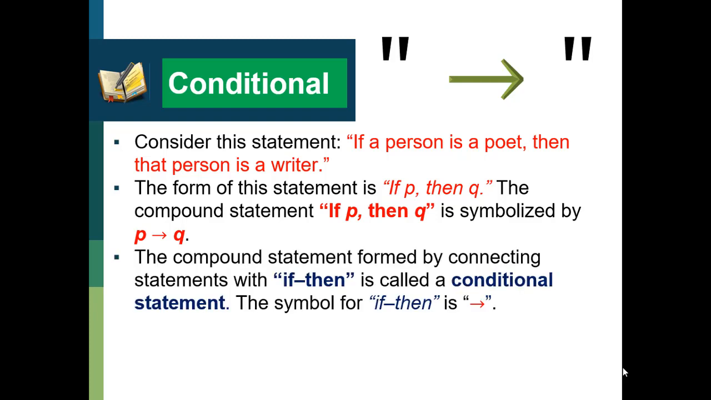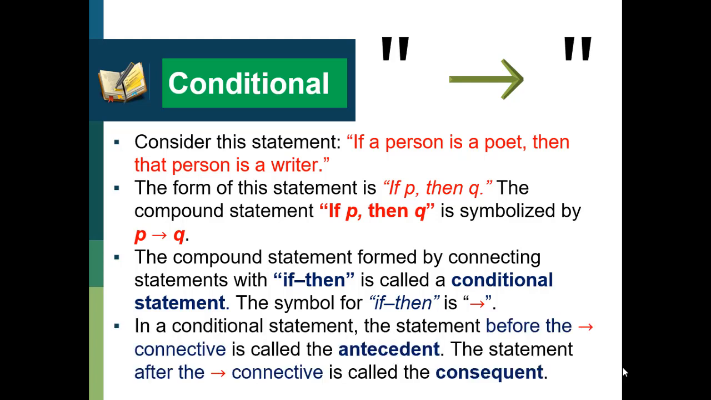The compound statement formed by connecting statements with if-then is called a conditional statement. And the symbol if-then is symbolized by an arrow. Take note of this. In a conditional statement, the statement before the arrow connective is called an antecedent. And the statement after the arrow connective is called the consequent. Well, that means the if statement is called an antecedent, and the then statement is called a consequent. Alright? Now, let's have some example.